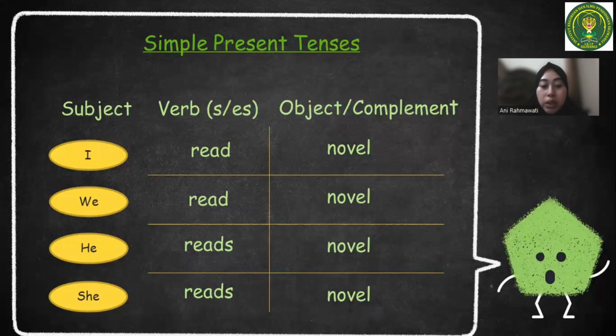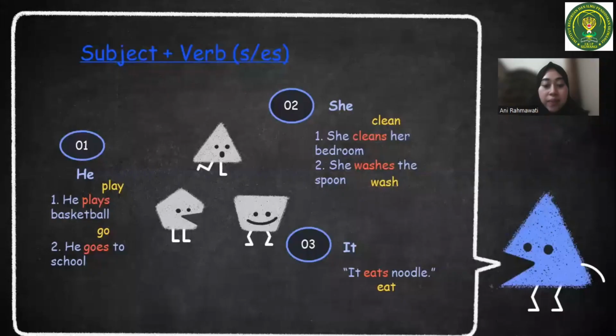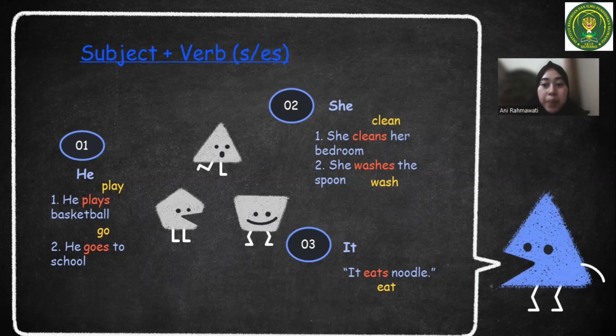So, which subjects do we add s or es to? The subjects are he, she, and it. For example, he plays basketball. The basic word of plays is play. We add s because the subject is he. And then, he goes to school. The basic word of goes is go. We add es because the subject is he.